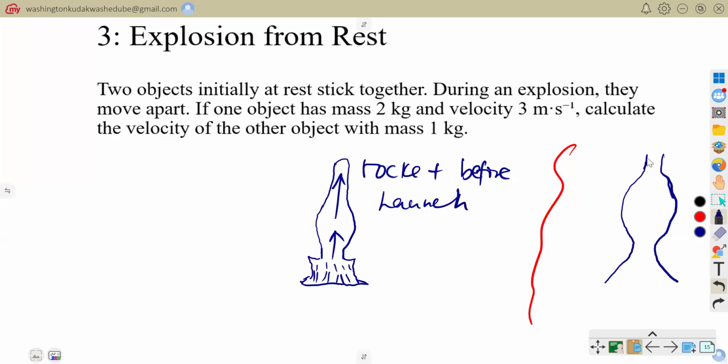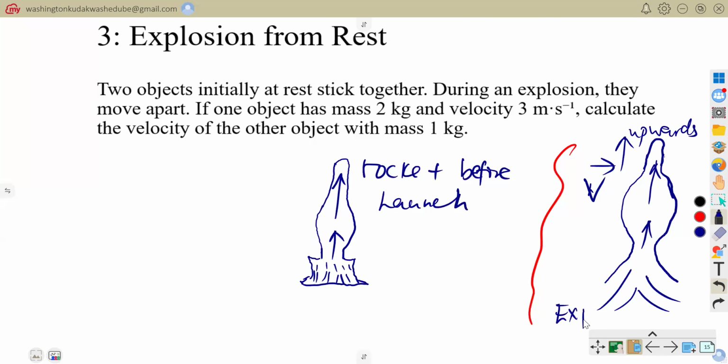Just pardon my drawing there. I'm just trying to give a depiction of a rocket. So let's say this now becomes my rocket after launch. This is my rocket after launch. So now my rocket is having a certain what? Velocity that is going upwards. So this is what we refer to as an explosion.